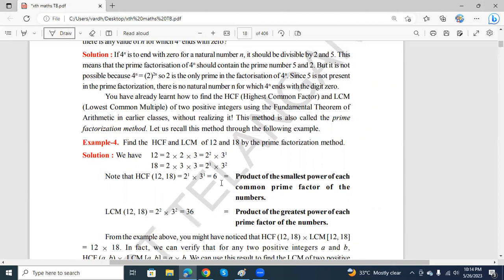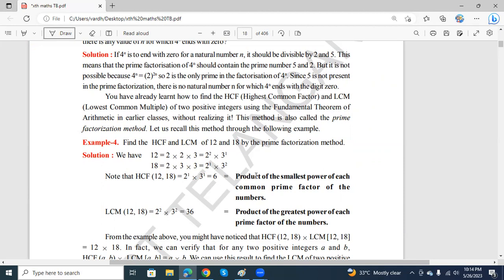How? This is very simple. HCF is the product of the smallest power of each common prime factor of the numbers. First of all, you take the different numbers and split them into products of prime factors. See, 2 times 2 is 4, 4 times 3 is 12. So 12 can be written as 2 into 2 into 3. This 2 into 2 is simply 2 squared, and 3 is 3. Okay, 18 in the same way. 2 times 3 is 6, 6 times 3 is 18. So 2 power 1 and 3 squared.